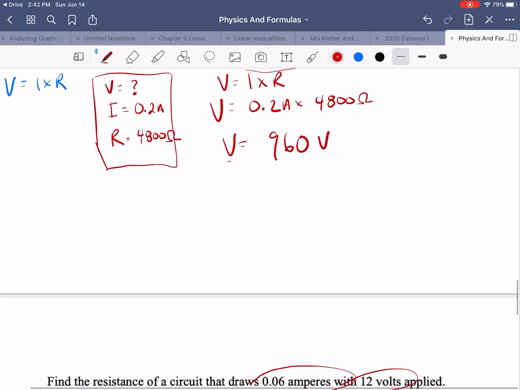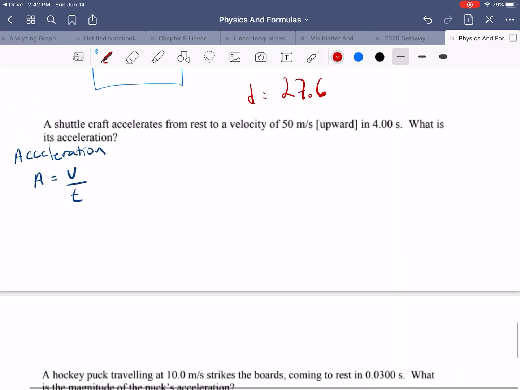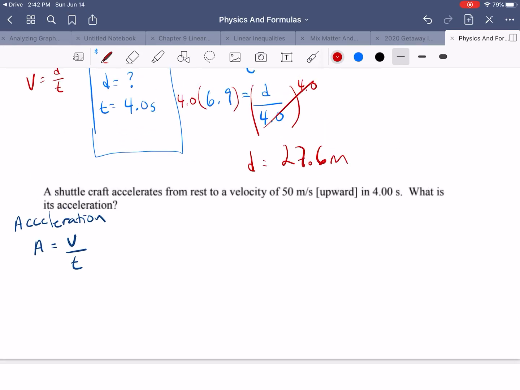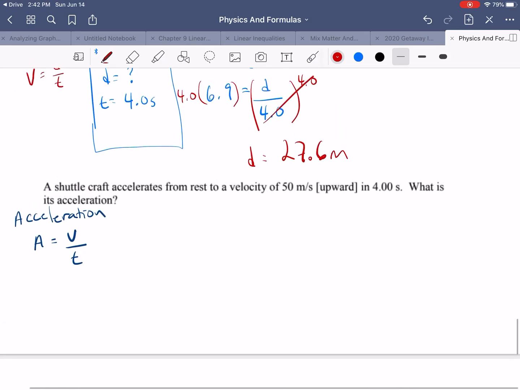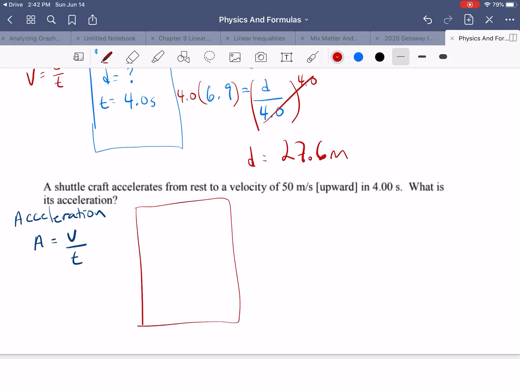So I go back down to my formula and I put a meters there and then I'm done. You can totally do the next one if you want here. It's a different formula. It's acceleration. So we're using a totally different deal. So we're using A. So shuttlecraft accelerates from rest to a velocity.